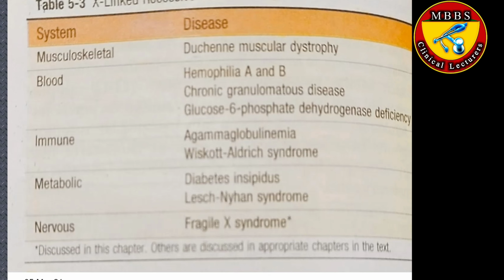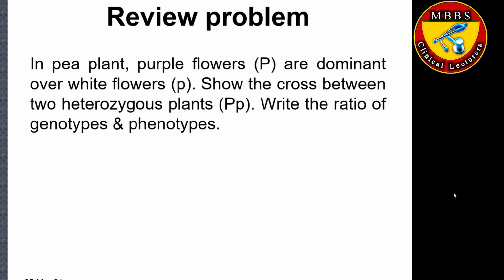These are the examples of X-linked recessive disorders. Please remember the names: Duchenne's muscular dystrophy, hemophilia A and B, glucose-6-phosphate dehydrogenase deficiency, Wiskott-Aldrich syndrome, diabetes insipidus, Fragile X syndrome. You need to remember their names. You can learn from your Robbins. And that's all for this lecture.